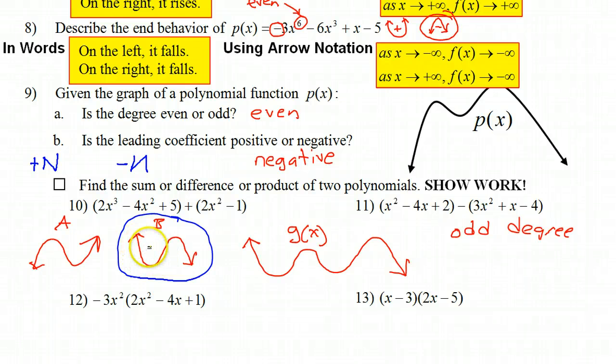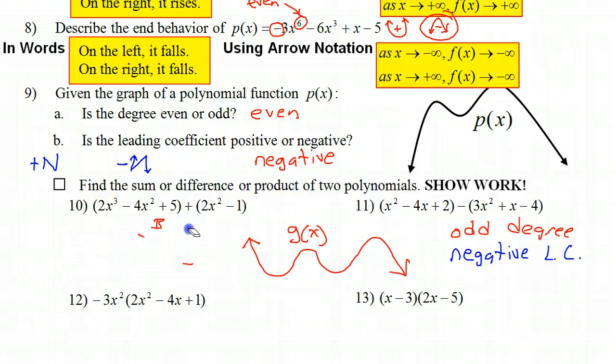This is like an upside down N. Okay, this has the same end behavior as an upside down N. So this is actually the negative version. All right, A would have been the positive version. So we knew it's odd degree, and we also know that it has a negative leading coefficient. Okay, so there'd be a big old minus sign in front.